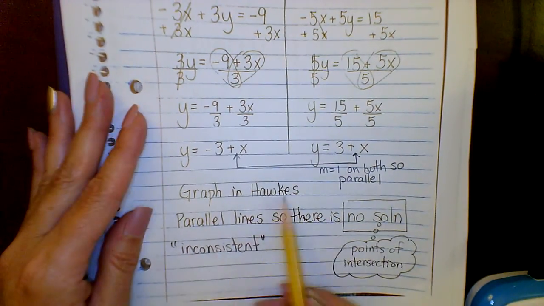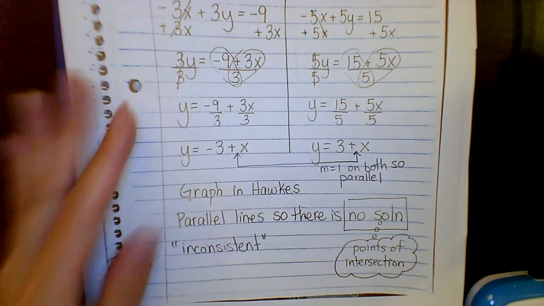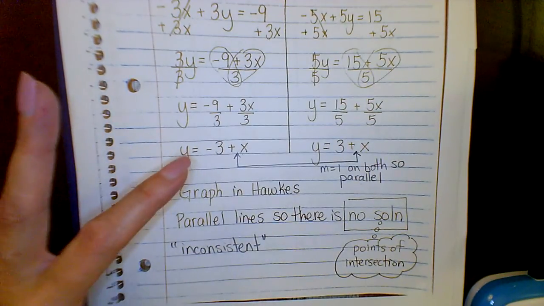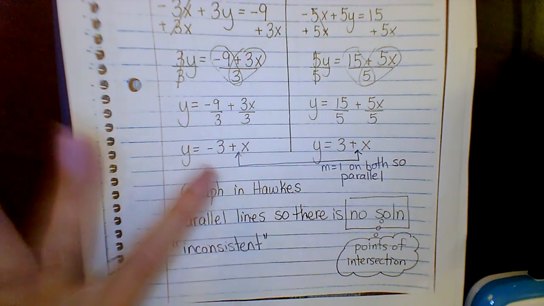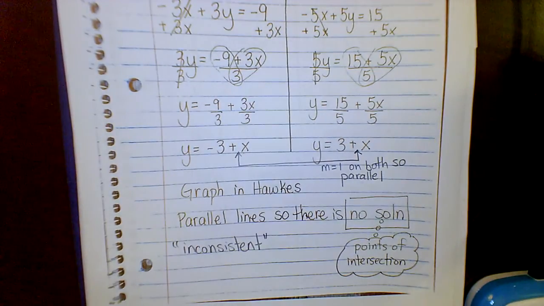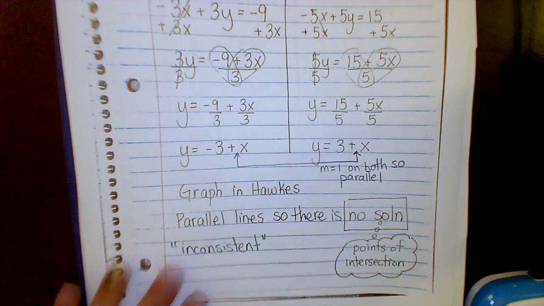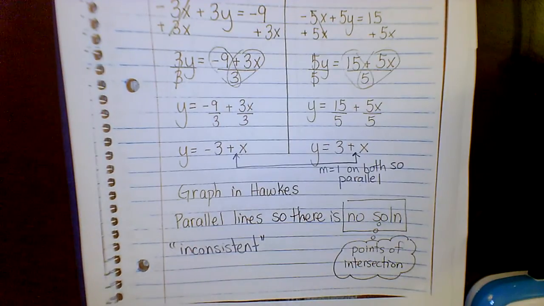Now, I just put a little note here about the graph in Hawkes, because when this is in Hawkes, you would just have to put those equations in there and it would graph them for you. So I pulled this example right out of Hawkes. You would just have to type in the equations, it would graph it, and you could look at them and say, oh yeah, those are parallel, those aren't touching.